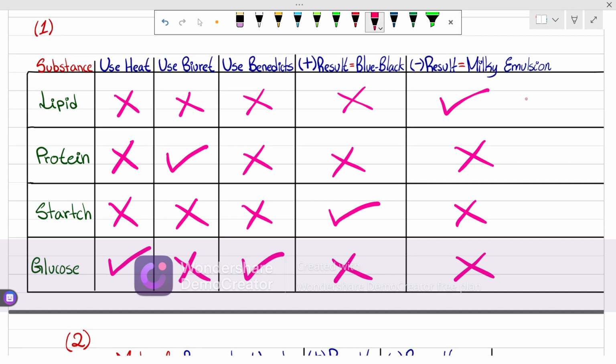This table shows the substance and whether it uses heat or Biuret or Benedict's, and what its positive and negative result is. If it is present, we put a tick. If it's not correct, we put an X. This is a past paper style question. First one, the substance is lipid. Does lipid use heat? No. Does lipid use Biuret? No. Does lipid use Benedict's solution? No. Does lipid have a positive result of blue-black? No. Does lipid have a negative result of milky emulsion? Yes.